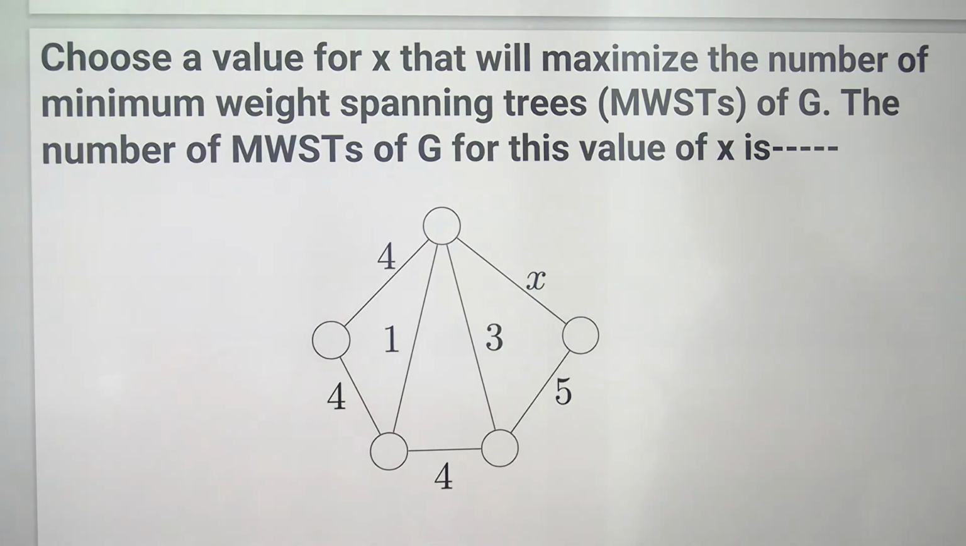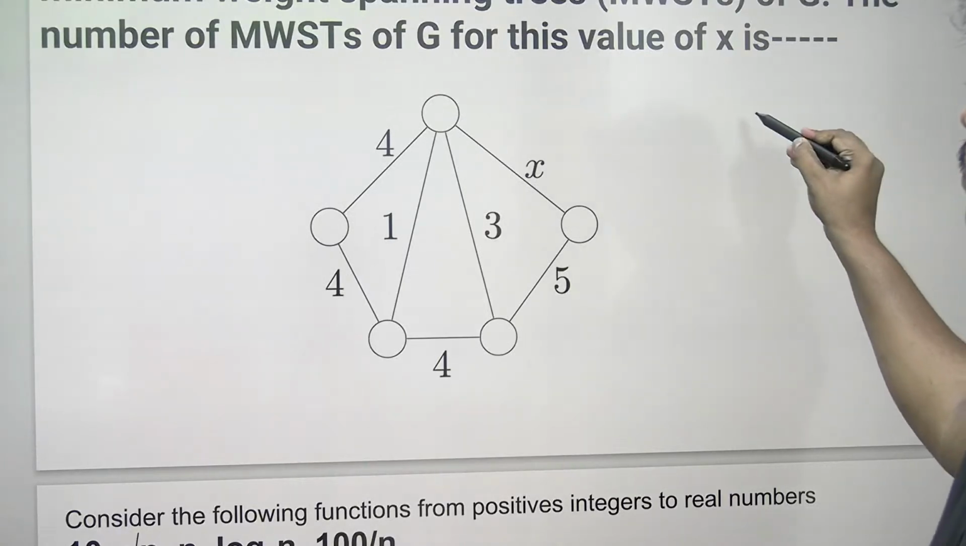I am repeating the problem again. Choose a value for x that will maximize the number of minimum weight spanning trees. The number of minimum weight spanning trees of G for this value of x is what is finally being asked. You have to choose the x value such that it will maximize the number of minimum weight spanning trees. Okay, I will try once.